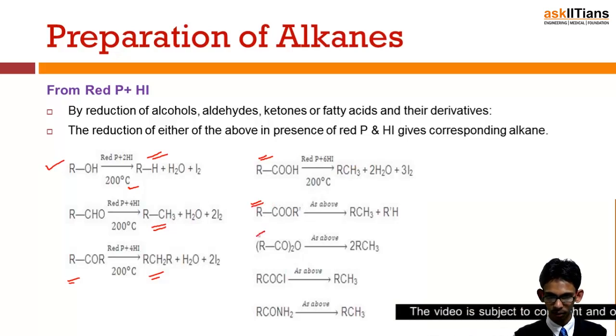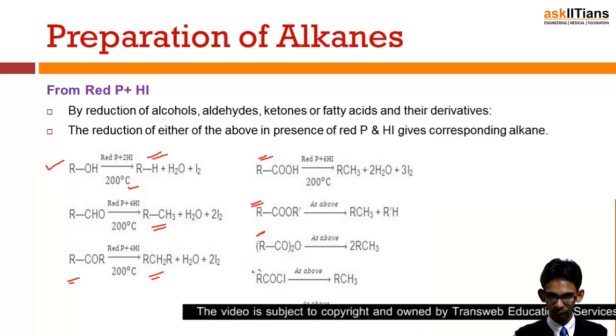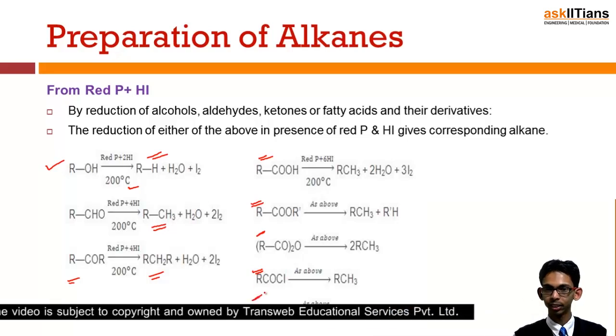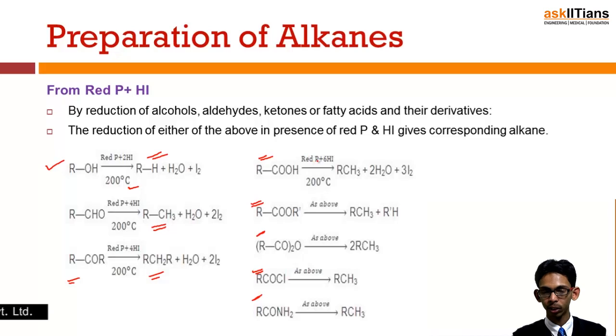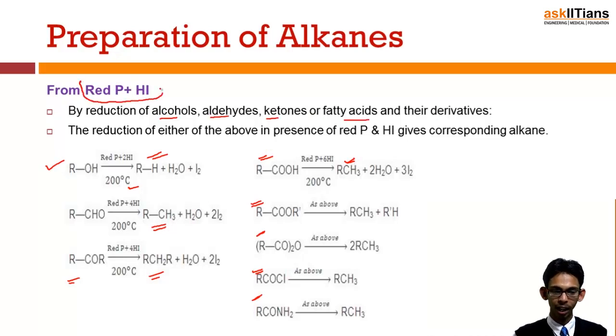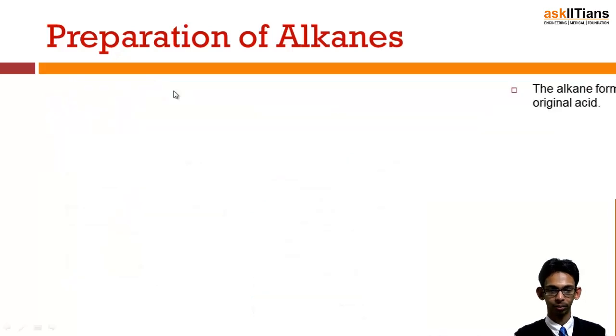anhydrides, acid chlorides, acid amides, these all react with red phosphorus and hydrogen iodide at 200 degrees Celsius, and they get reduced into corresponding alkanes. So, reduction of alcohols, aldehydes, ketones or their fatty acid derivatives in the presence of red phosphorus and HI is another method for preparation of alkanes.